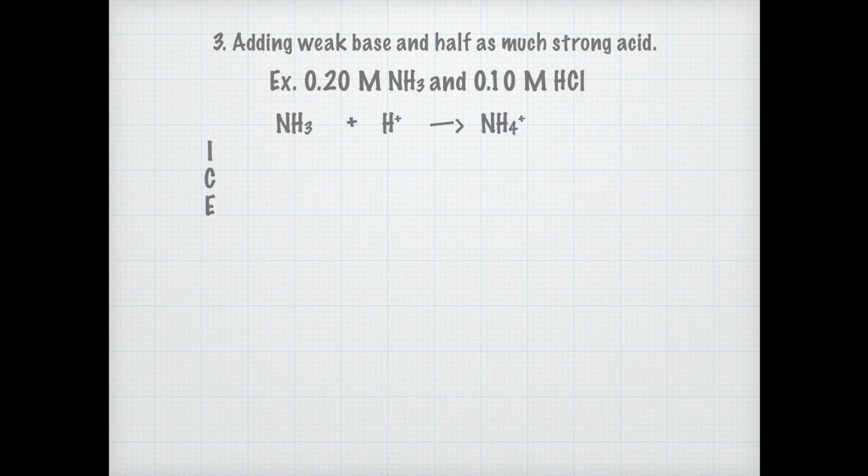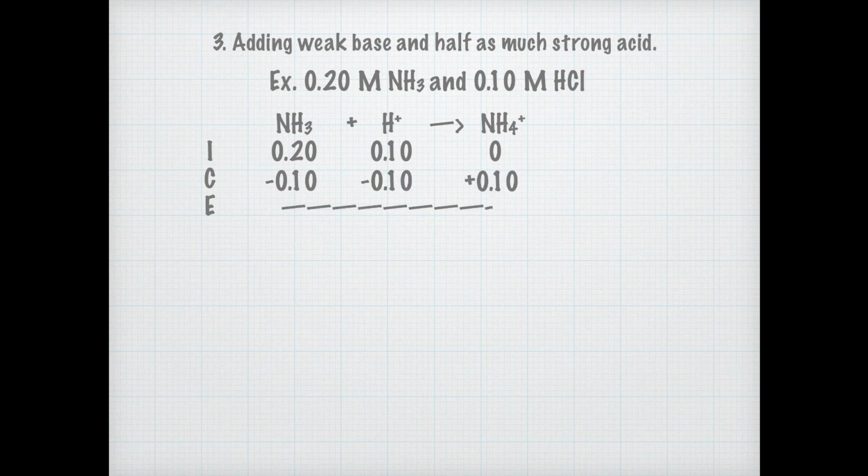Okay, I'm going to ICE it. Initial concentration of ammonia is 0.20, 0.10 for hydrogen ion, and 0 for my ammonium ion. My change, because it's a strong acid, it's going to go to completion, so minus 0.10, minus 0.10, plus 0.10. And so at the end, I'm going to have 0.10 of my ammonia. I'm going to have no strong acid, and I'm going to have 0.10 of my ammonium. So notice NH3 is my weak base, NH4+ is its conjugate acid. I've got equal amounts, therefore I've got an ideal buffer right there.